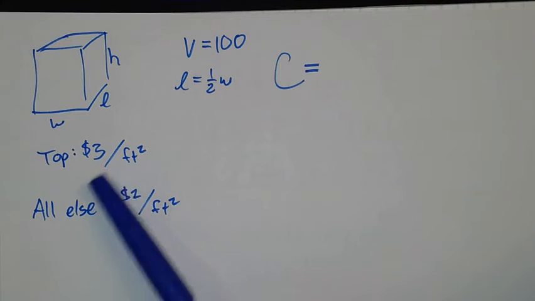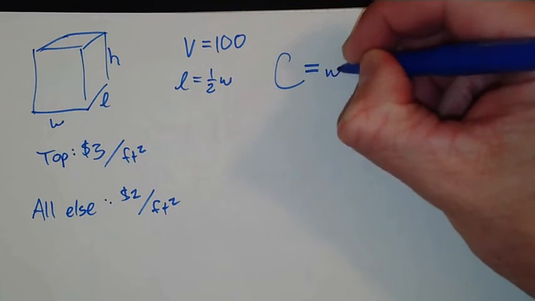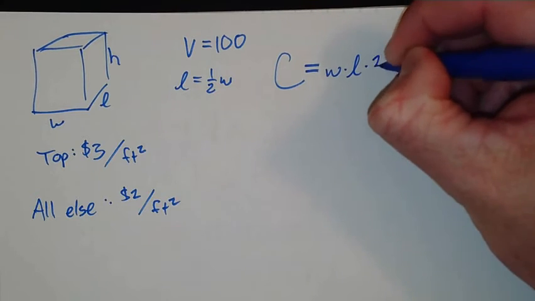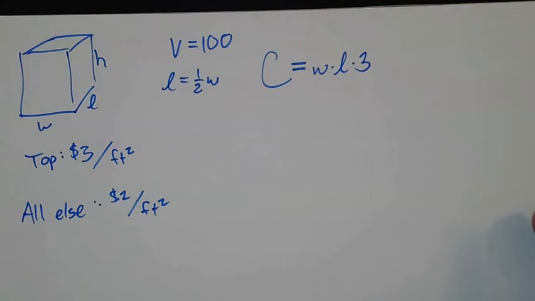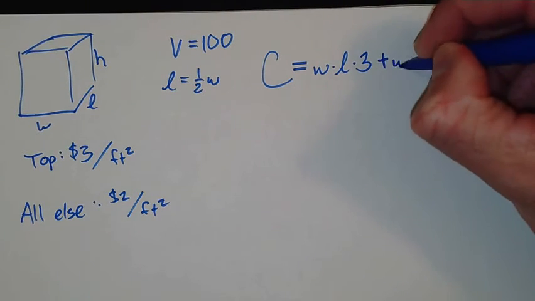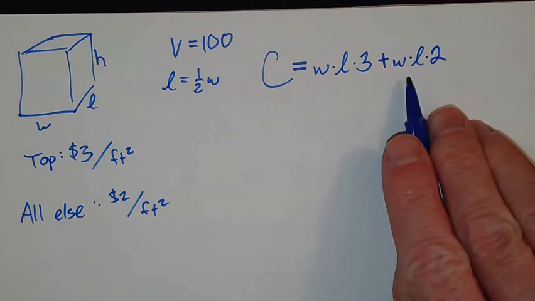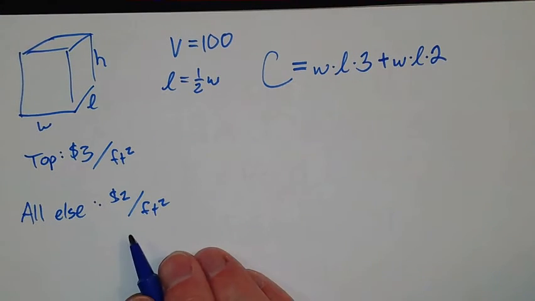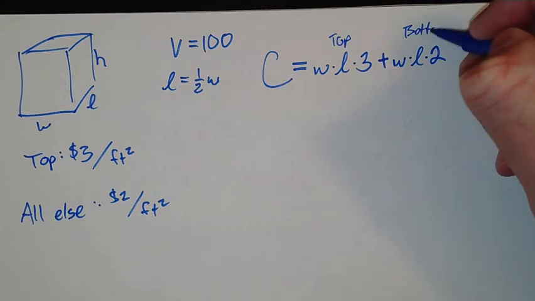The area of the top, well, that's just going to be width times length, times that $3 per square foot. Whatever this area is, multiplied by the cost per square foot. We've got that, plus the bottom: width times length, the area of the base, times $2 per square foot for that part. So that's the top, that's the bottom.